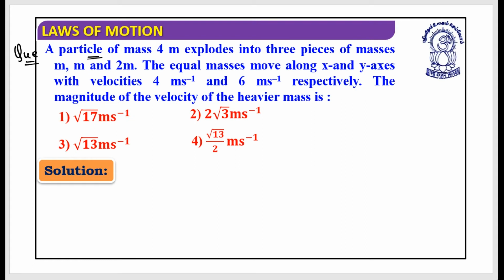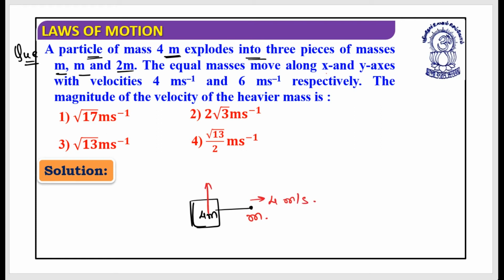It says that a particle of mass 4m explodes into three pieces of masses m, m and 2m. The equal masses move along the x-axis and y-axis with velocities of 4 meters per second and 6 meters per second. So the situation is something like this. It was a bomb having a mass of, let's say, 4m, as it is going to blast. This mass m is moving in the x direction with a velocity of 4 meters per second.